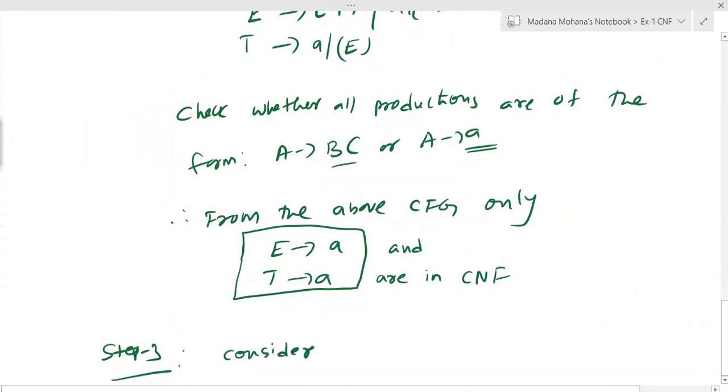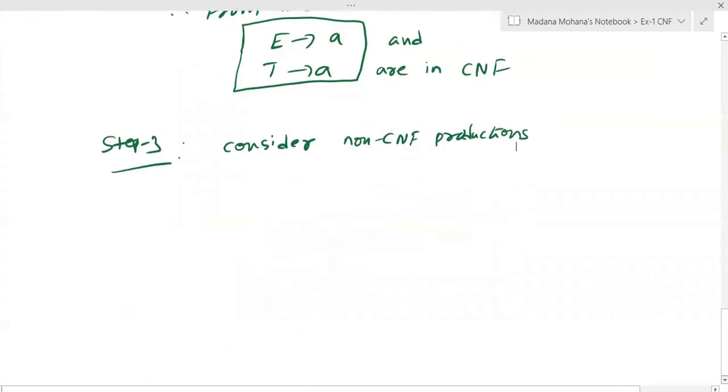Consider non-CNF productions other than the above two. That is, E derives E plus T or E within parentheses. Then T derives E within parentheses. Now let us consider one by one.